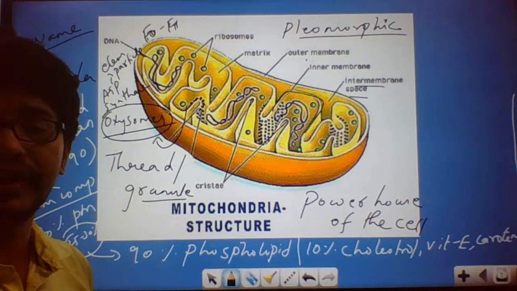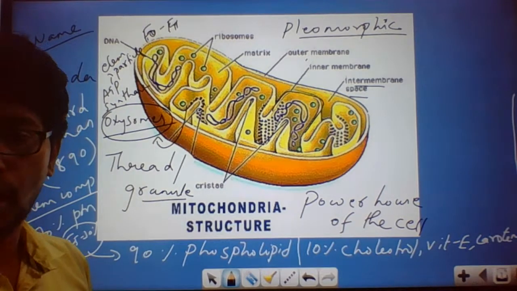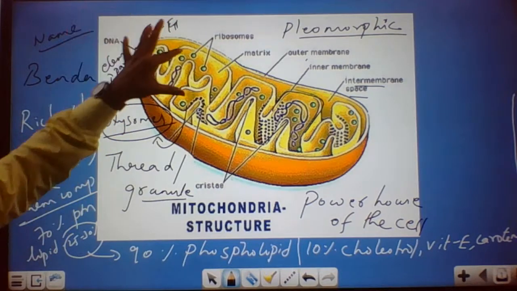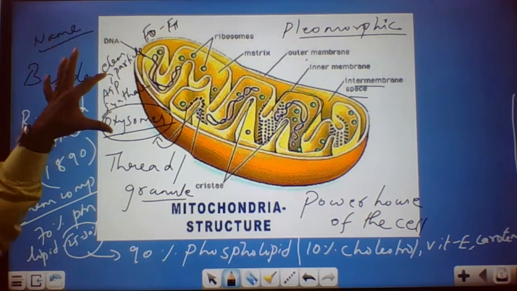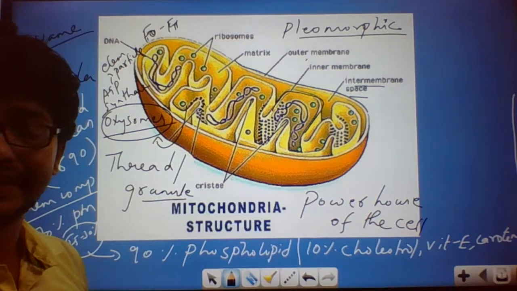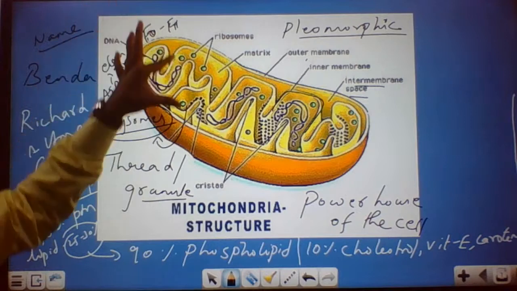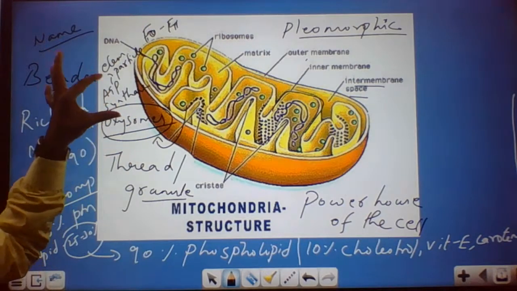So synthesis of ATP is the main function of these oxysomes: ATP synthase, or elementary particles, or FO, F1, whichever the name. If the question is asked, the answer is ATP synthesis. This is the answer you can give related to all four different names. So this is the release of ATP.